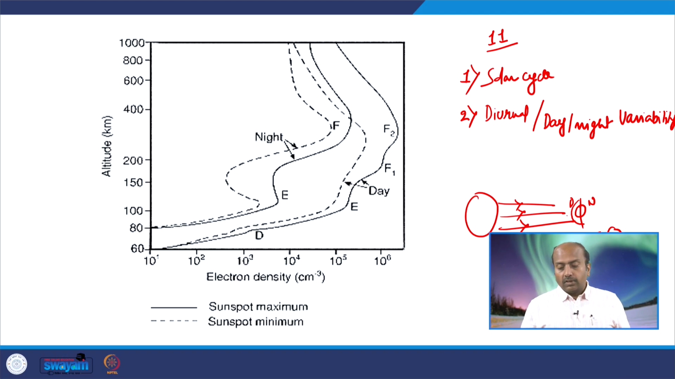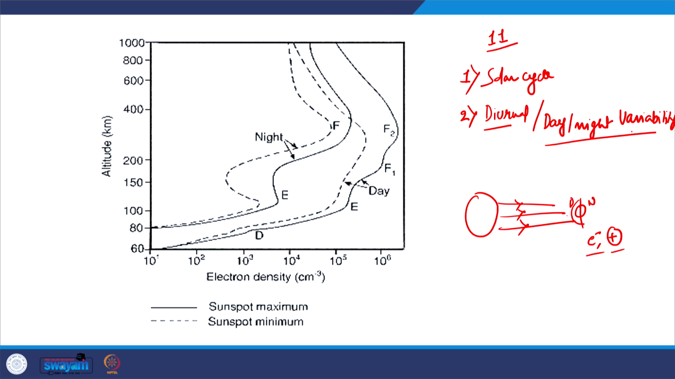Right. Now, the second variability is diurnal variability or day-night variability, which means the ionosphere's electron densities are highest during the daytime and they are lowest in the night time. Right. So this is the most important curve.